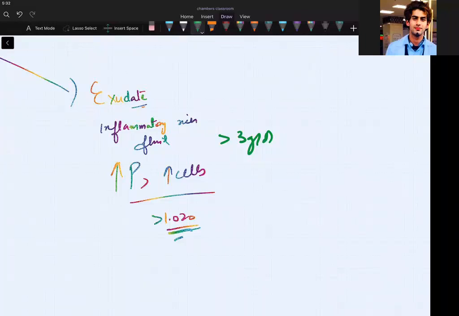Will this person show pitting edema? Sir, no pitting edema. There is so much viscosity. They can't move. There is more amount of protein. So they won't show pitting edema. What is pitting edema? Those photos I will show you in the next lecture. They don't pit after some duration of time.